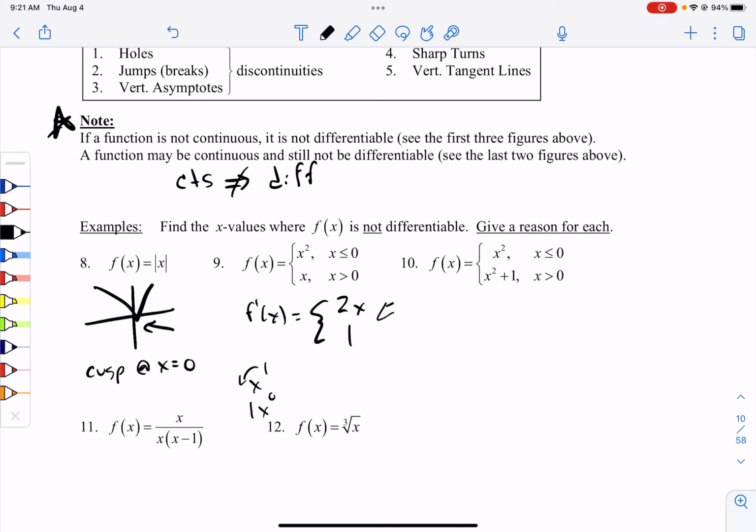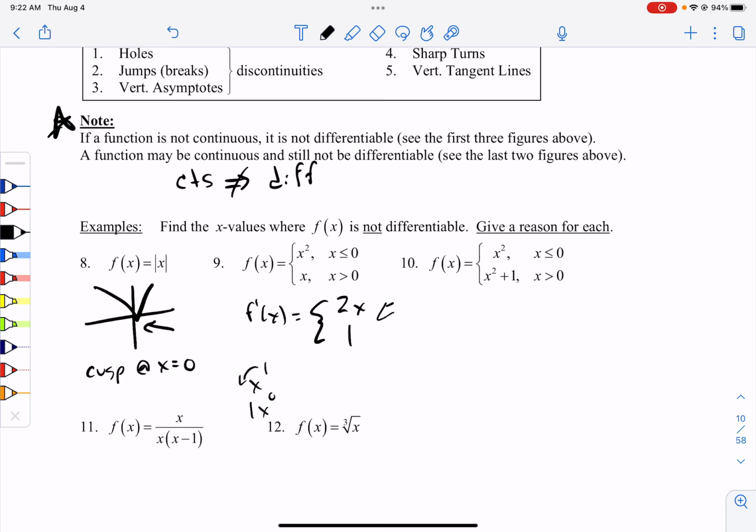Because here's what I want to know. To the left of 0, is my slope the same as it is to the right of 0? If it is, I'm going to have a nice smooth transition right there. If my slopes are different, I'm going to have something like this. There's going to be a cusp at that point. So I have to check both. I have to check the value and the slope.